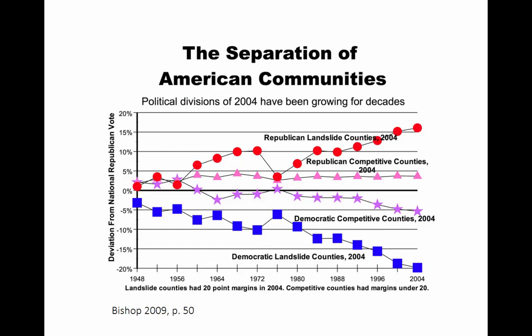And then they traced these results back in time and looked at how the states that now ended up in one of these groups voted over the last 50 years. And there you see that there was this divergence happening, that states seem to become more extreme, right?